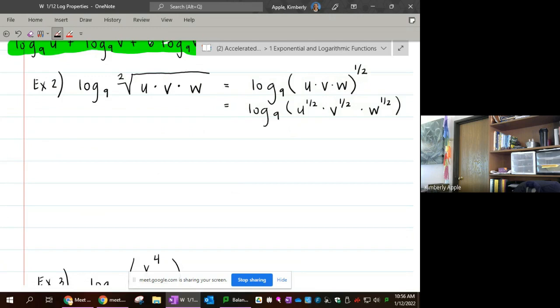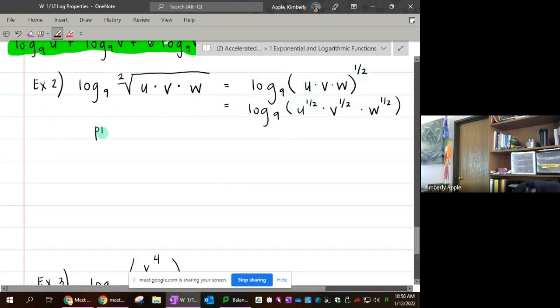All right, so now I have a product inside. I can apply the product property, so I'm going to do that now. This is the product property. So this will be the log base 9 of u to the 1/2 plus the log base 9 of v to the 1/2 plus the log base 9 of w to the 1/2.